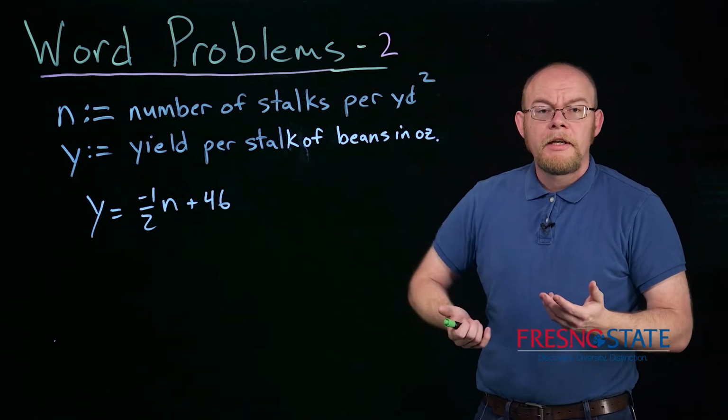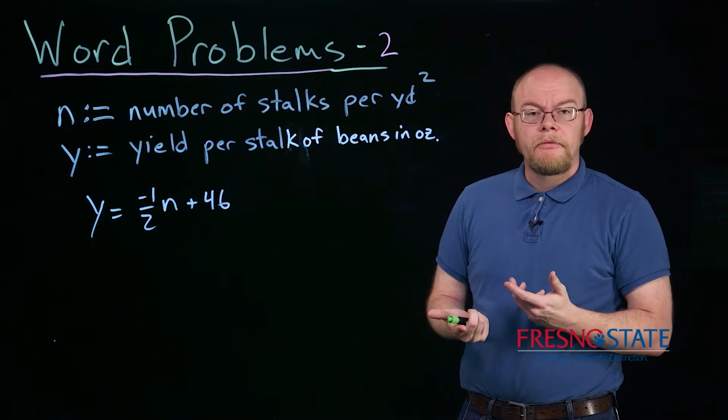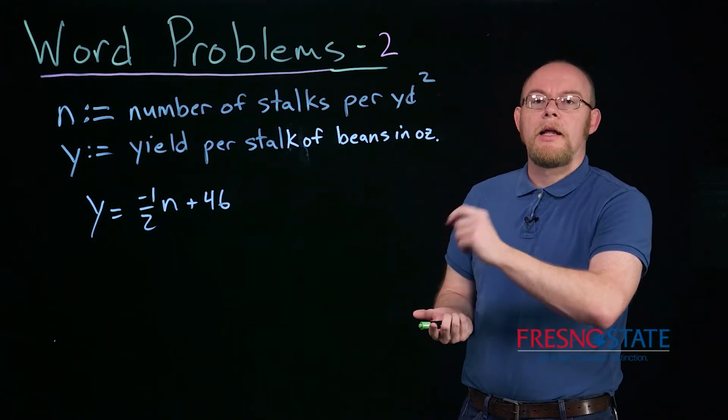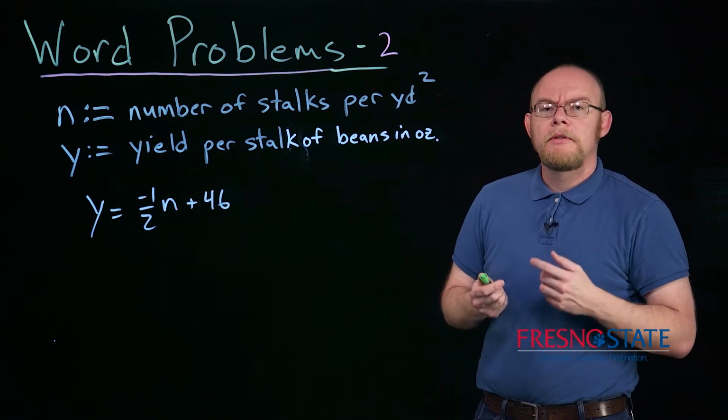Okay, for our second word problem, we're actually going to build off the first word problem. So I'm going to keep some of the information from word problem 1, basically n, y, and the linear relationship we found between them. And we're going to go ahead and move on to the next problem.